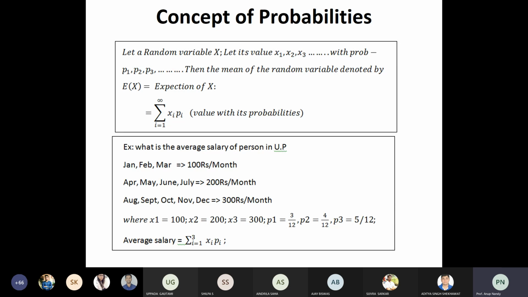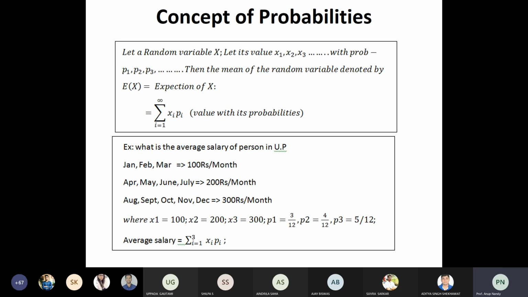Now if you just have these samples or observations, like January, February, March, the person gets 100 rupees per month, then April, May, June, July, 200 rupees per month, August, September, October, December, 300 rupees. Then x1 is equal to 100, x2 is equal to 200, x3 is equal to 300. Now p1 can be computed as 3 by 12, p2 will be 4 by 12, p3 is equal to 5 by 12. Now what is the average salary?